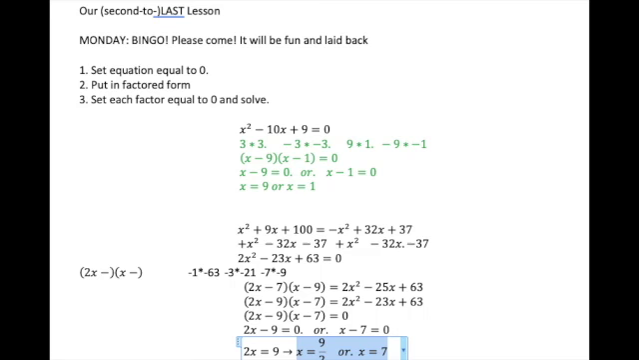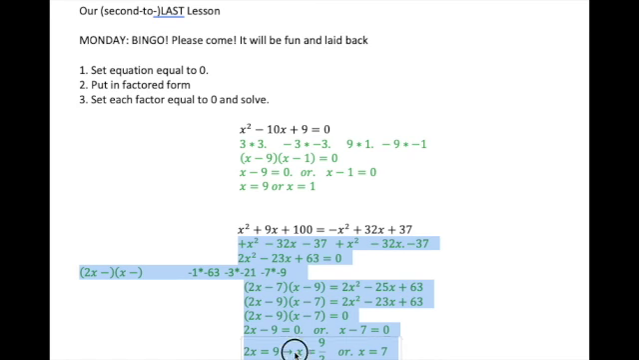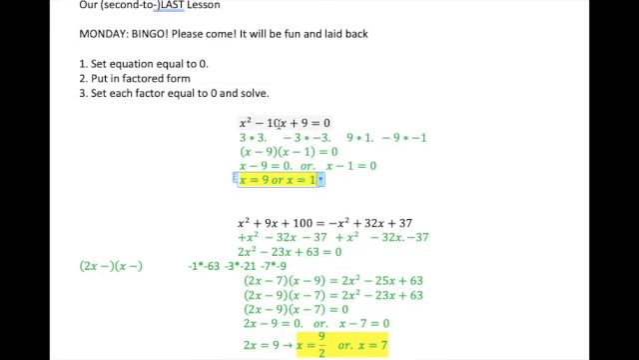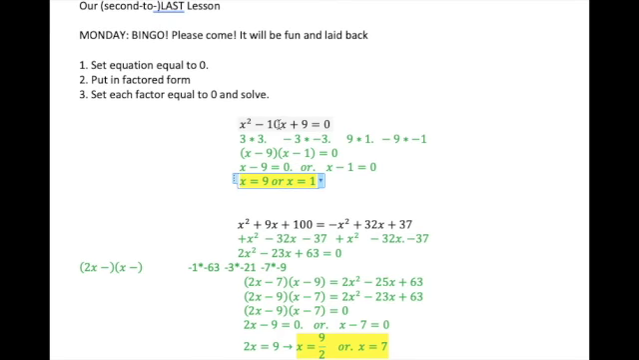Pretty cool, huh? Didn't take that long. I'm going to highlight our answers in green. And if we wanted to, we could check our answers. We could plug them in to see if they actually work. But in the interest of this being our last lesson of the year, I'm gonna pull the I-don't-feel-like-it card and just move on.